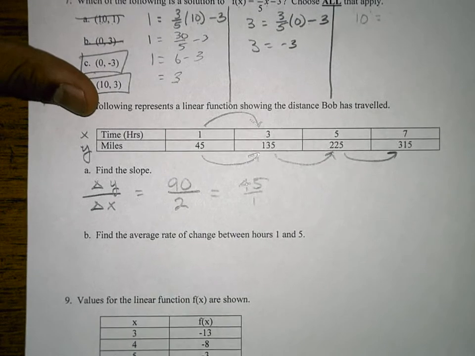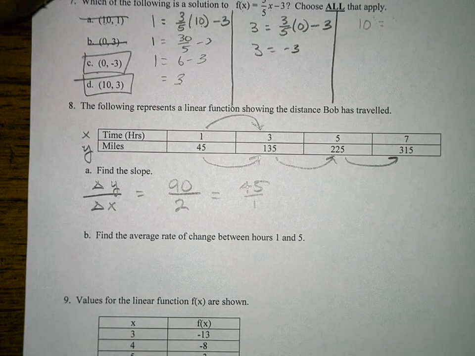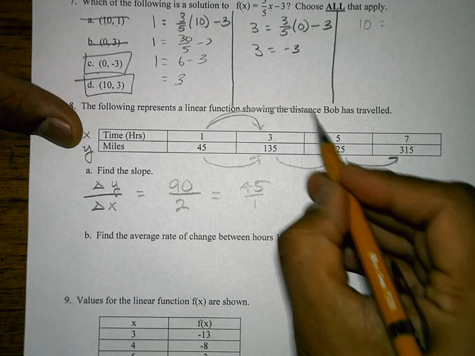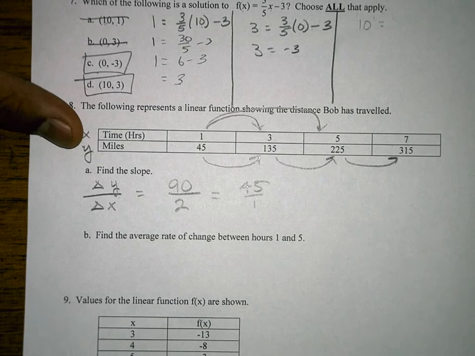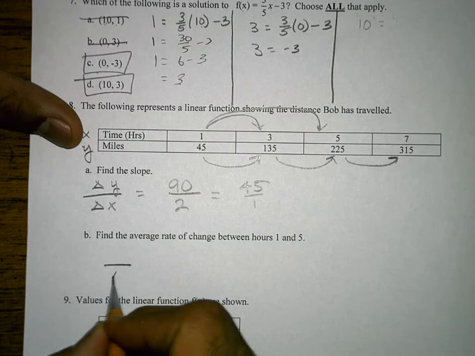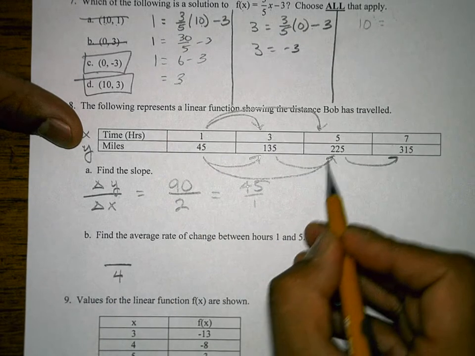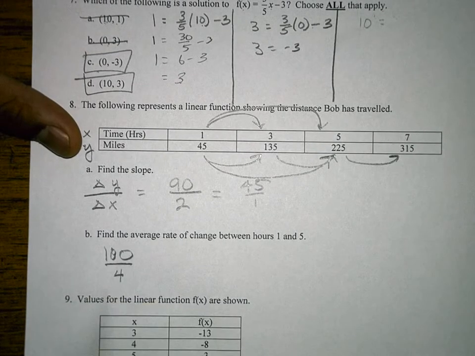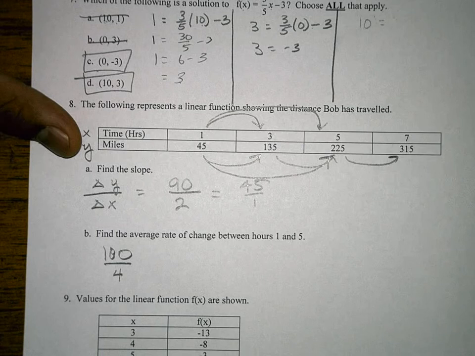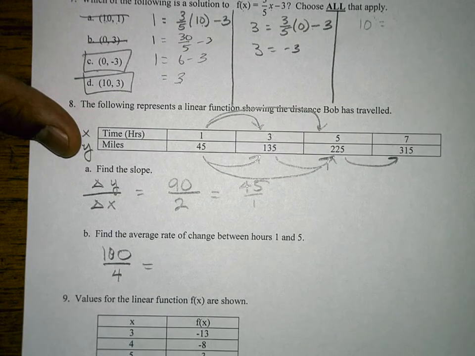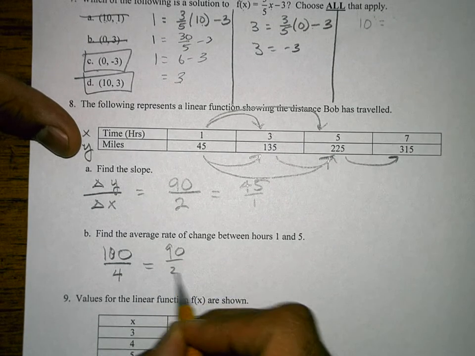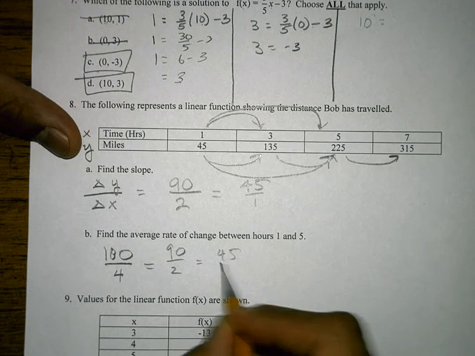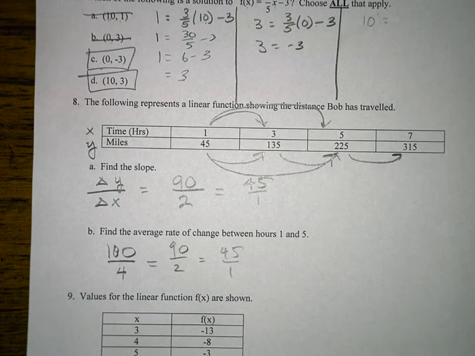Okay. Find the average rate of change between 1 and 5. Well, that means how much do I change from here to there? Okay, well that's 4. That's an x change of 4. And how much do I change from here? Okay, well that's 180. If I reduce this, I take a 2 out, then I take another 2 out, I should get the same thing.